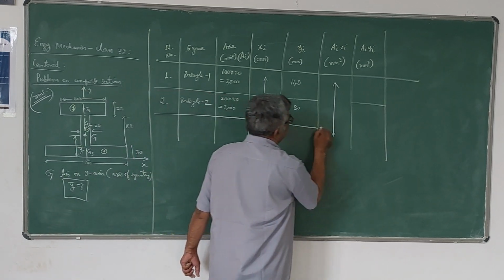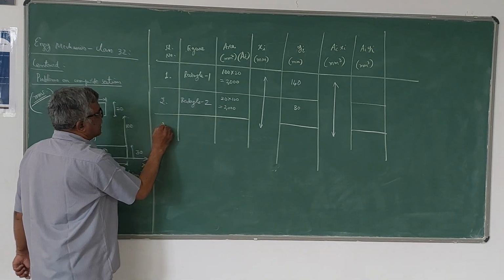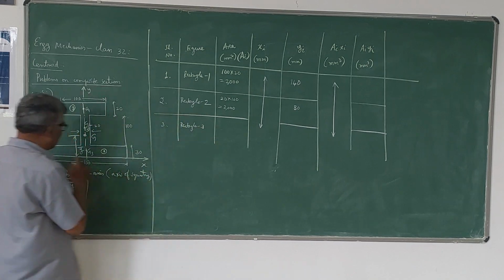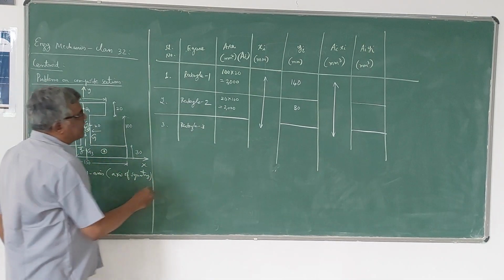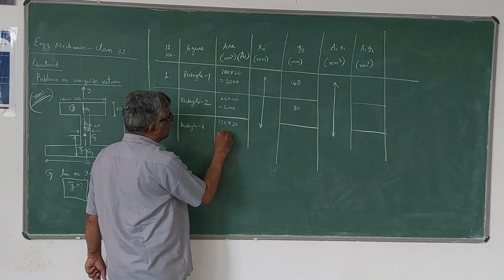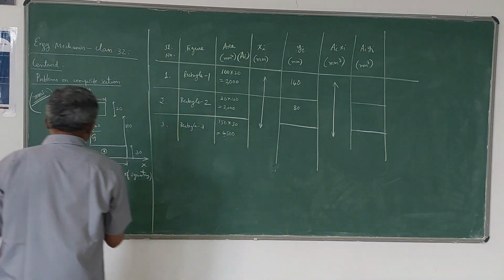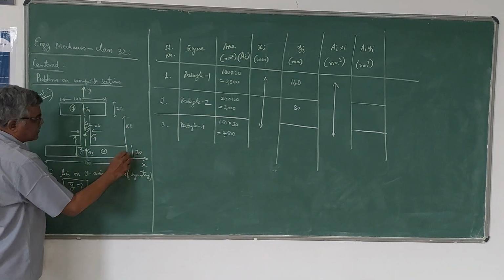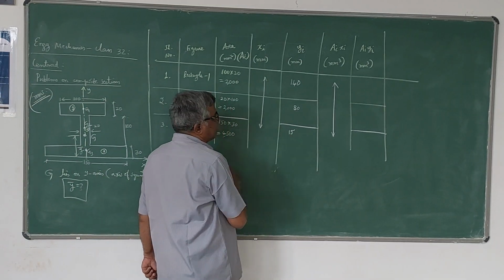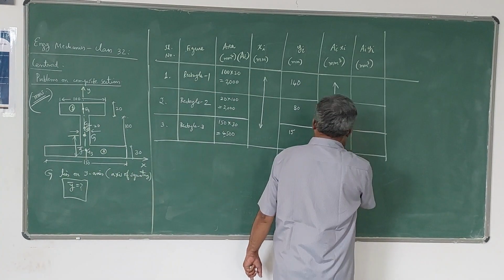Now the third one, I will take it as rectangle 3. For rectangle 3, 150 by 30 is the area. So all areas are positive. There is no cutout portion here. 4,500. Distance of G3 from x-axis is half of this 30, that is 15. So that is your y value. Now only three simple sections are there here.